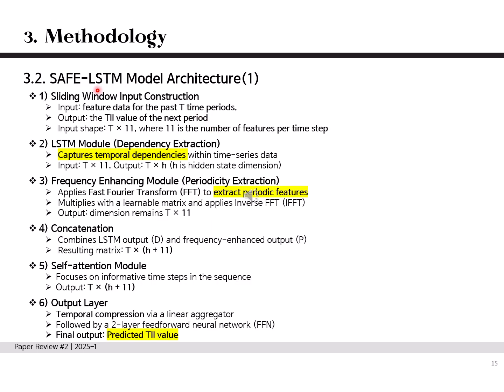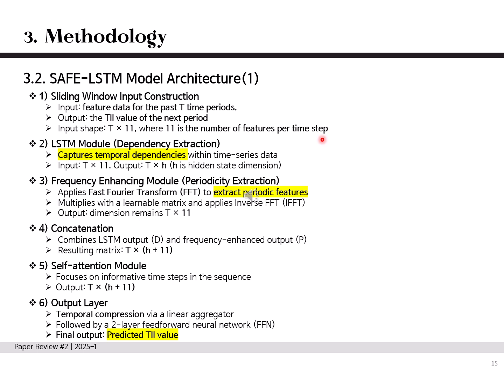For the specific model architecture, there are 6 steps and 6 specific layers in this model. For the first one, sliding window input construction has been made. For the input, feature data for the past t time periods is the input, and the output is the TII value of the next period. So the input shape is t multiply 11, where 11 is the number of features per time step.